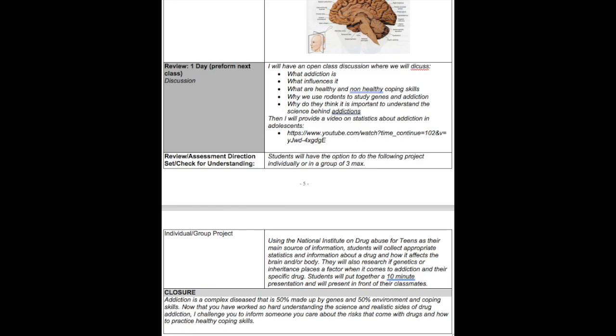And then for my assessment and review, students will have for homework the option to do the following project individually or in a group of 3 max. They will use the National Institute on Drug Abuse for Teens as their main source of information, and students will collect appropriate statistics and information about a specific drug and see how it affects the brain or the body, so the genetic side of it all. And they will also research if genetic inheritance is a factor when it comes to that specific drug addiction. Students will put together a 10-minute presentation and will present for their classmates.